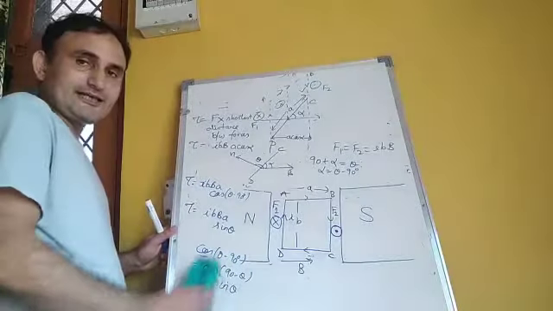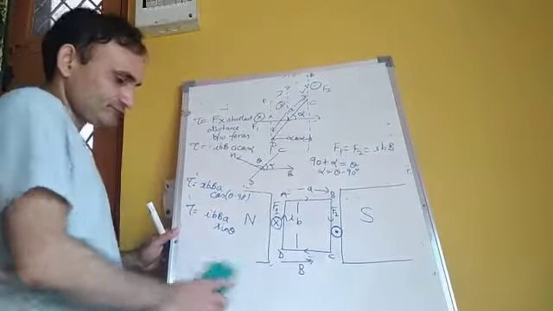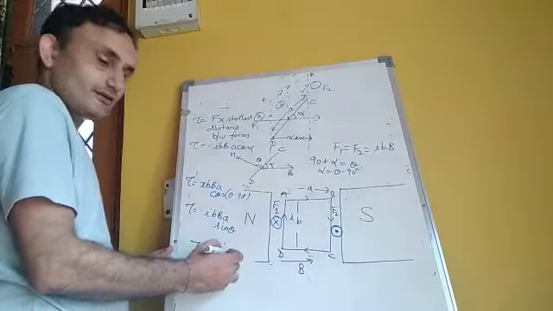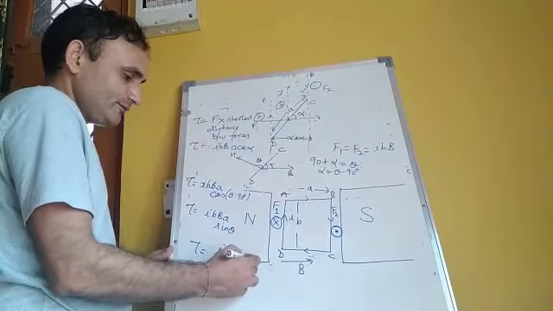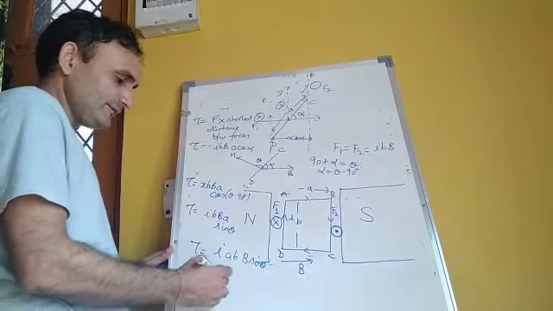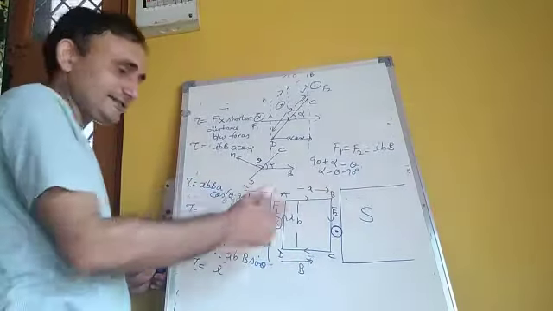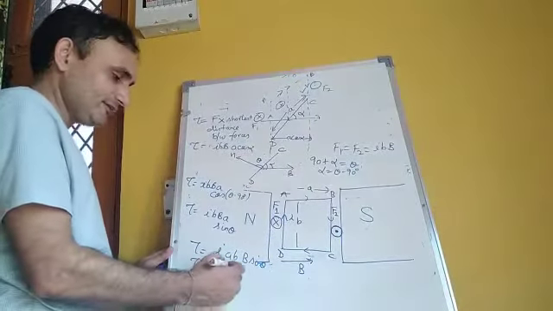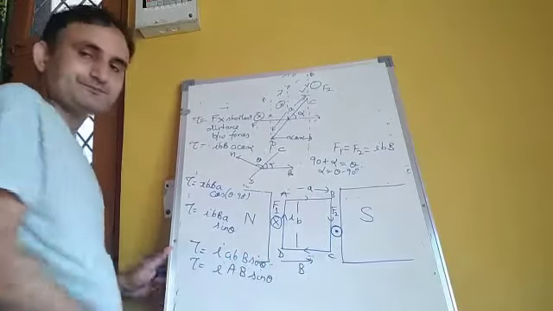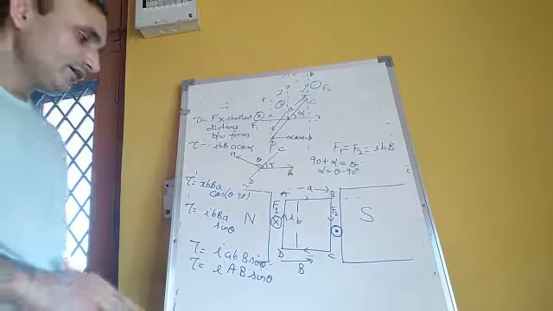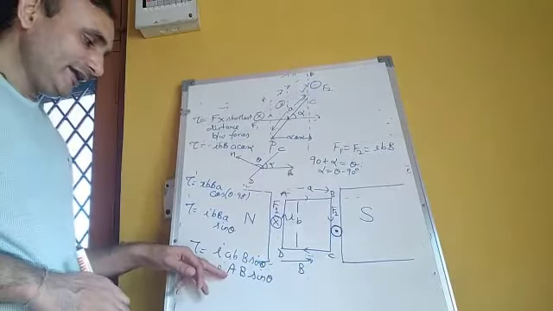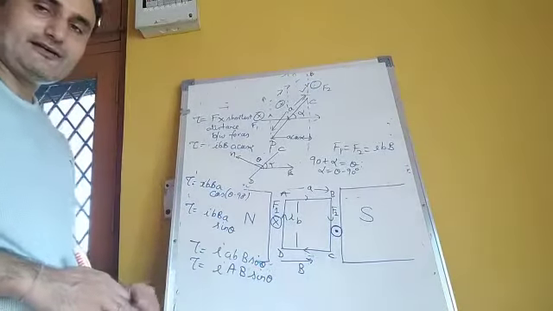Now this I am erasing. So the torque will become I A B into B into sine theta. The torque will be I. Now what is AB? AB is the area of this rectangle, so we will write it as A. This is B, this is sine theta. Now what is A into B into sine theta?